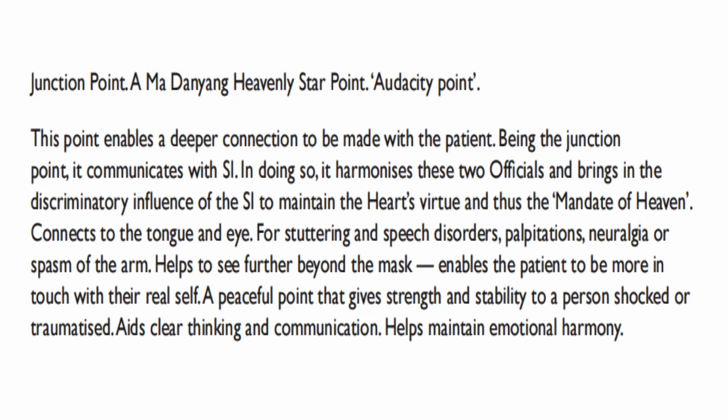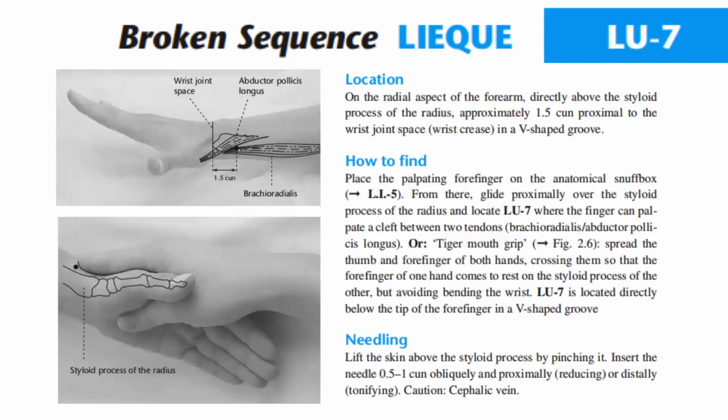Connects to the tongue and eye for stuttering and speech disorders, palpitations, neuralgia, or spasm of the arm. Helps to see further beyond the mask, enables the patient to be more in touch with their real self. A peaceful point that gives strength and stability to a person shocked or traumatized. Aids clear thinking and communication. Helps maintain emotional harmony.